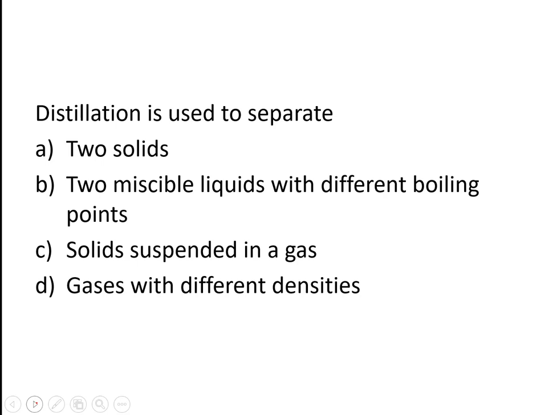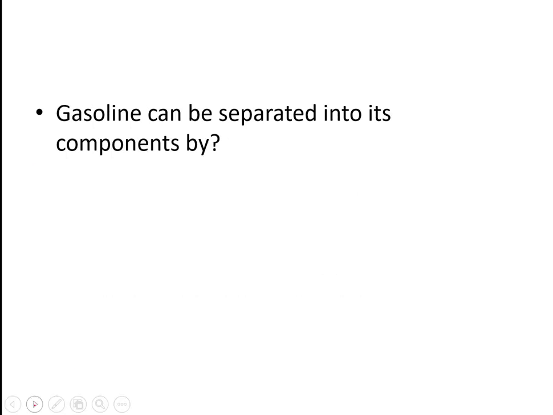Distillation is used to separate what? Our best answer there would be two miscible liquids with different boiling points. In order to separate something by distillation, their substances must have different boiling points. How can we separate gasoline into its components? Which of the three methods we discussed today would be best for separating gasoline? Excellent. That would be distillation.